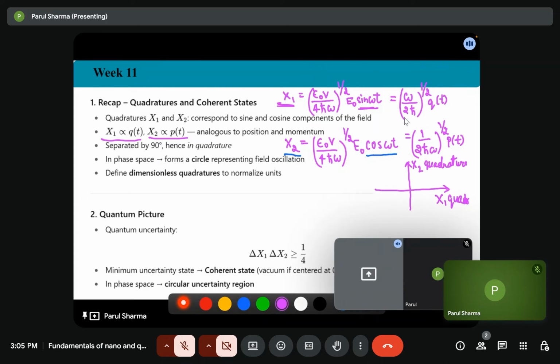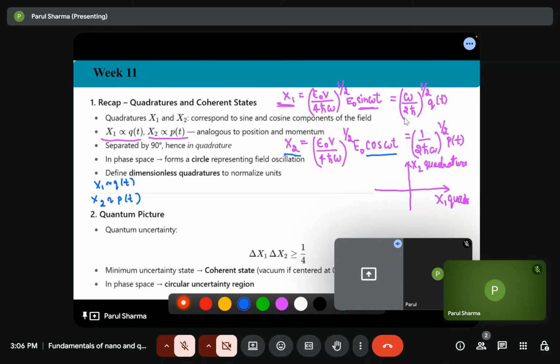And we saw that these are dimensionless quantities. So we can define dimensional quadratures to normalize the units. So quadrature x1 is defined in terms of sine omega t, and it is related to generalized position, that is q of t. Quadrature x2 is defined as cos omega t, and it is related to generalized momentum. So x1 is proportional to q of t, x2 is proportional to p of t.